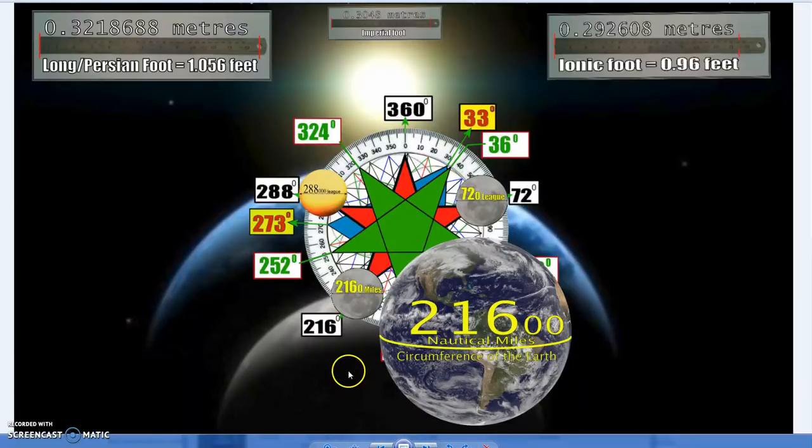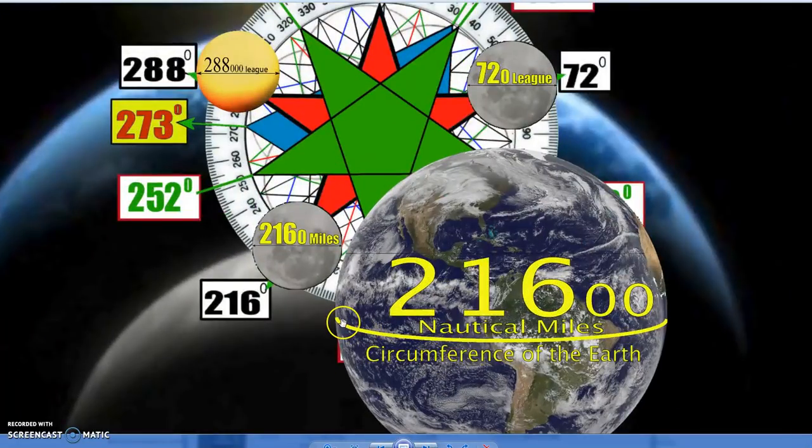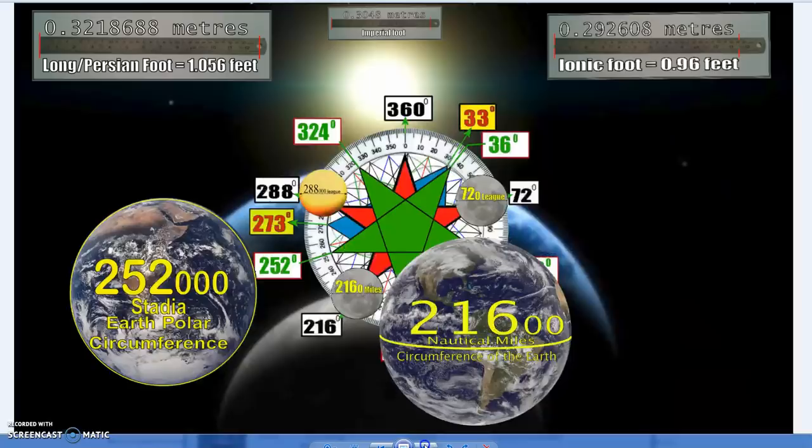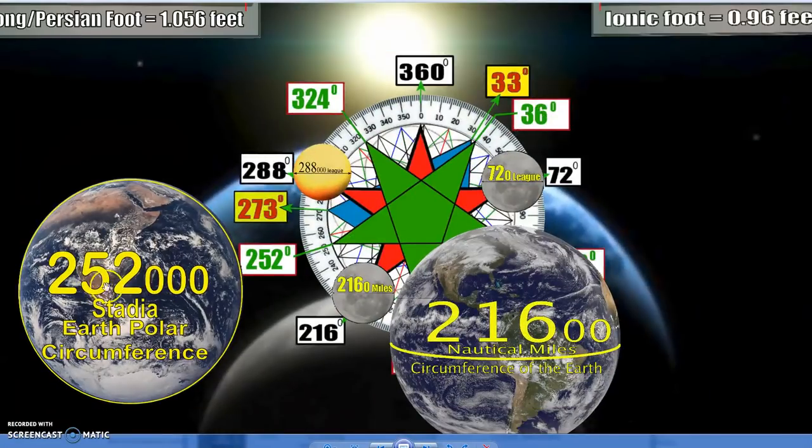Now, what's also interesting is that by definition, at least, the equatorial circumference of the Earth is 21,600 nautical miles, 216. Originally, Eratosthenes measured the polar circumference of the Earth, which is slightly less because of a flattening at the poles. He measured it at 250,000, but Pliny and other writers said 252,000 stadia. 252. 216 equatorial circumference, 252 polar circumference.